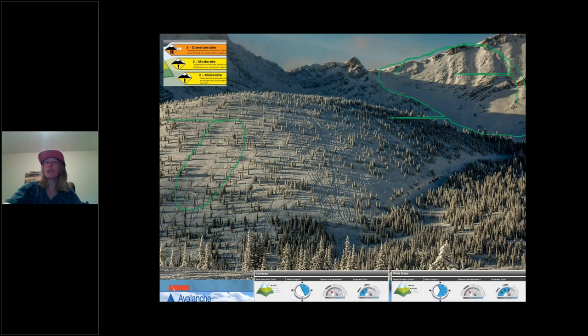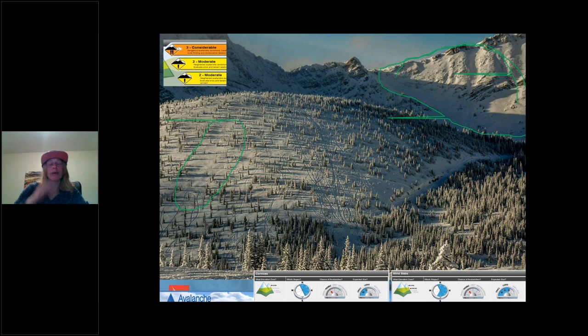So before we head on to the next scenario, are there any questions yet about anything I've said so far? Hey, Martina, Ben just has a question for cornice avalanche problem types in the bulletin. Can you distinguish that problem type from other avalanche problem types that can be cornice triggered?